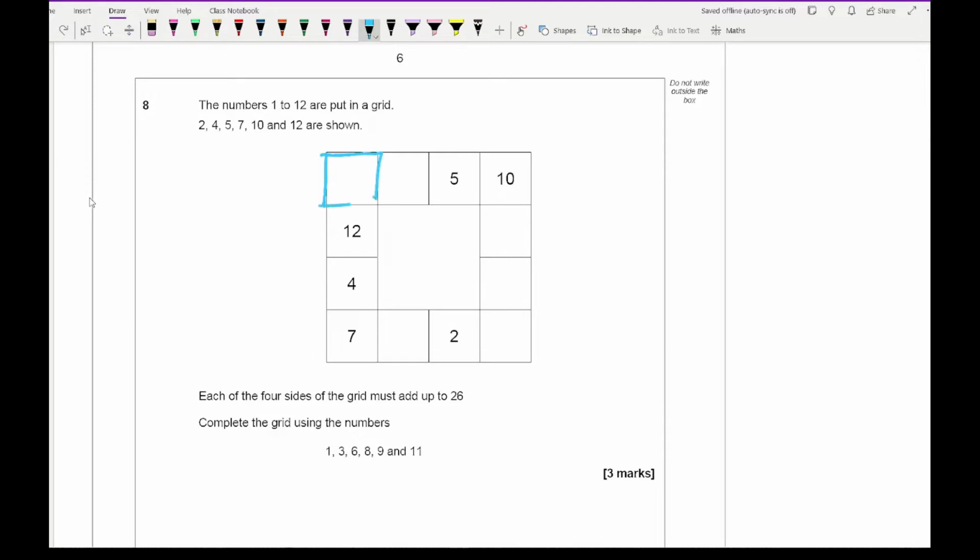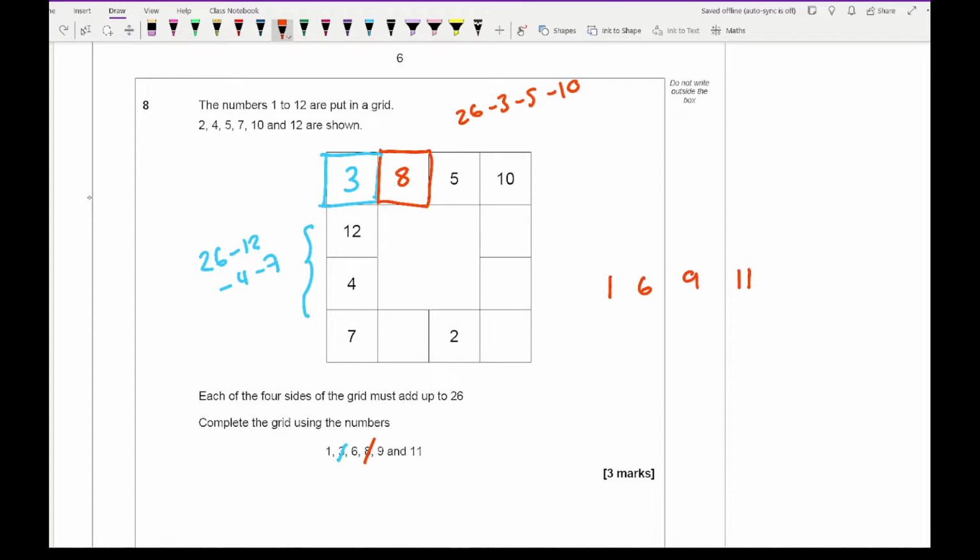Now we know that those 3 numbers underneath have got to all add up to 26. So if we add these numbers up and take it away from 26, so minus 12, minus 4, minus 7, it gives me an answer of 3. So that's 3 taken off. We then can apply the same knowledge for working out this number here. So we can then do 26, take away 3, take away 5, take away 10, which gives me the answer of 8. Now, the numbers that are left are 1, 6, 9, and 11.